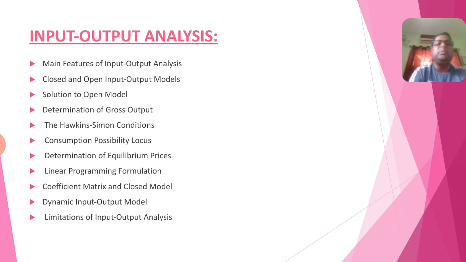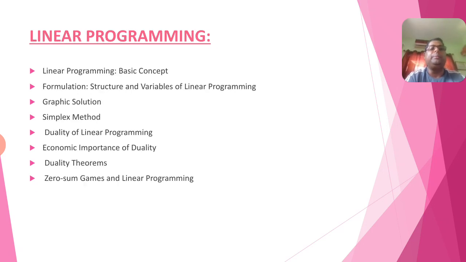Another important chapter is input output analysis. This is very interesting chapter. From this chapter you can learn the main features of input output analysis, closed and open input output models, and solution to open models, and determinations of gross output, the Hawkins-Simon conditions, the consumption possibility locus, determination of equilibrium prices, linear programming formulation, coefficient matrix and closed model, dynamic input output model, limitation of input output analysis. This chapter is also very important.